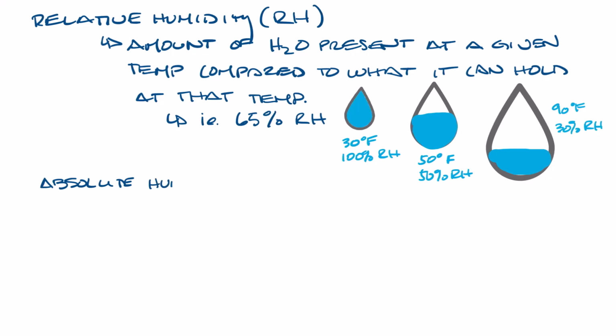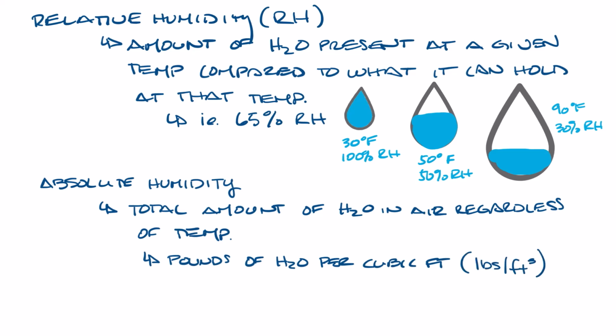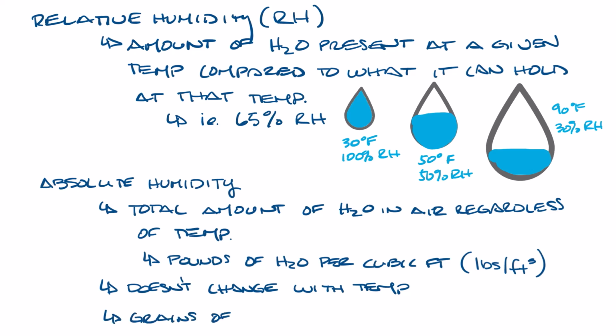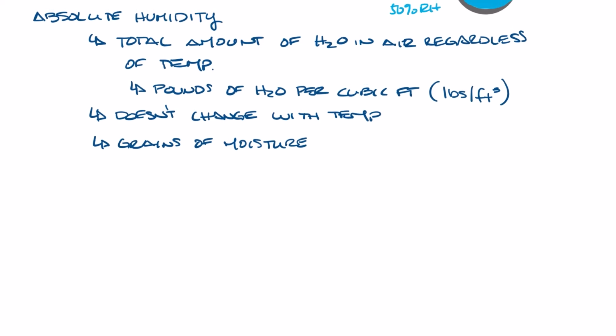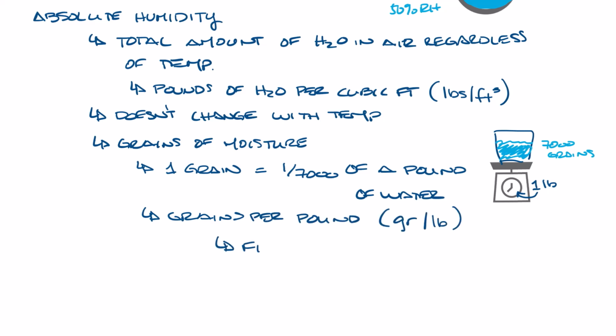Then there's also absolute humidity. Absolute humidity is the amount of water vapor present in the air regardless of temperature. It's measured in pounds of water vapor per cubic foot. Unlike relative humidity, absolute humidity doesn't change with temperature. Think of it as the volume of the light blue color areas above that I just drew. Absolute humidity can also be measured in grains of moisture. Let me make a little bit of room here. 1 grain of moisture equals 1/7,000th of a pound of water, so 1 pound of water is 7,000 grains. Grains per pound of dry air is used because it provides a finer resolution when measuring humidity changes.